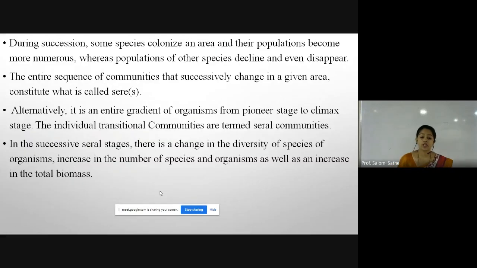During succession, some species colonize an area and their population becomes more numerous, whereas the population of other species declines or even disappears. This is most important. In this succession, the organisms that are adaptable and make changes in themselves become more numerous until the last stage, and we also see their numbers increase greatly.